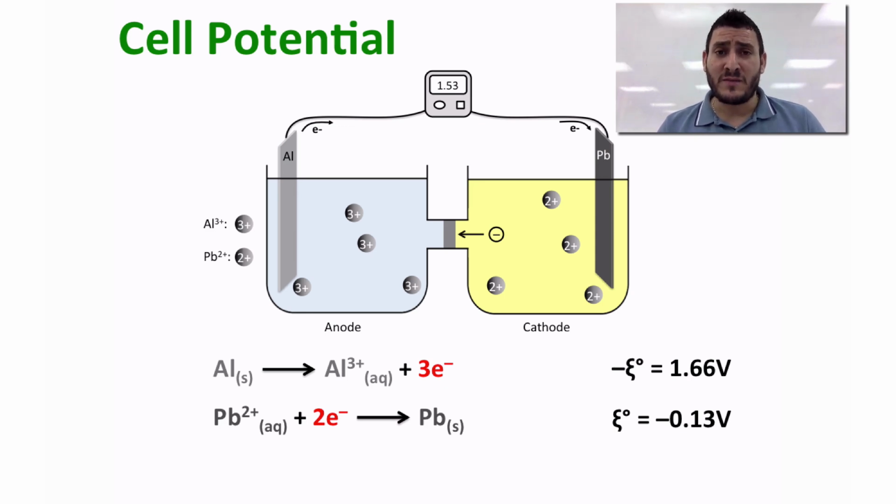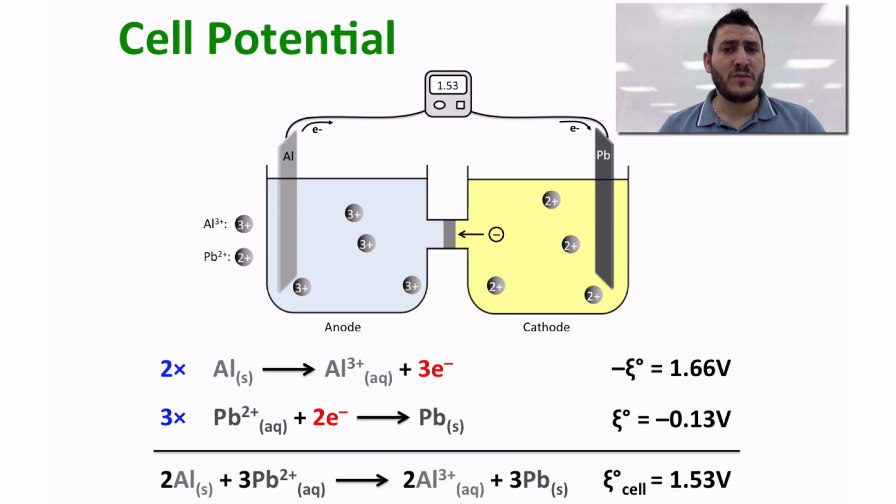Therefore, negative E0 is equal to 1.66. Now, to sum these two half equations, as you know from balancing a redox reaction, we need to multiply by two integers. We need to multiply the half equation of aluminum by 2, and the half equation of lead by 3. A very important remark is that when you multiply the half equation by an integer, you do not touch the standard reduction potential. After that, when you find the redox reaction, you sum the two standard reduction potentials, and therefore you get 1.53, which is the cell potential.